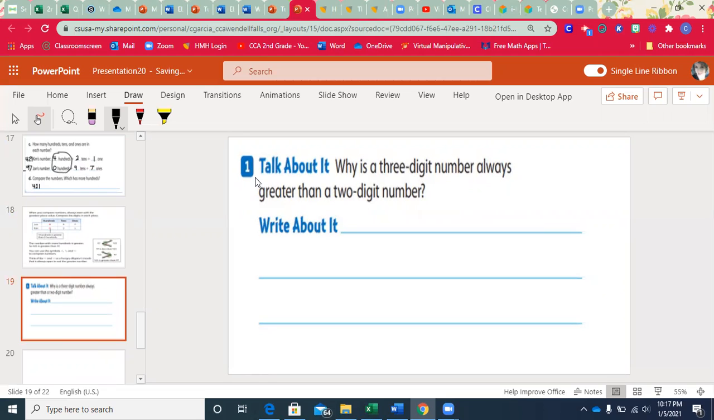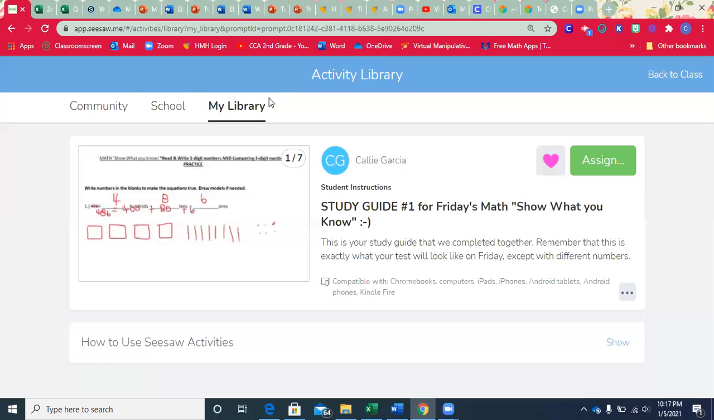And then last for today, we're going to talk about this question. Why is a 3-digit number always greater than a 2-digit number? Think about that for a second. Why is a 3-digit number always going to be greater than a 2-digit number? Well, I know that a 3-digit number has a number in the hundreds place, right? And a 2-digit number does not. A 2-digit number, there are no hundreds. So a 3-digit number is always going to be greater than a 2-digit number because there are hundreds in that 3-digit number.